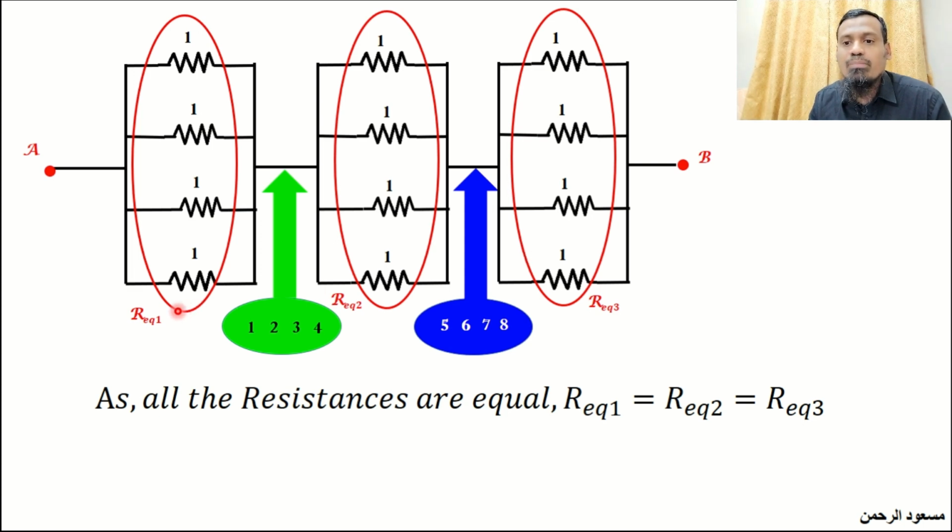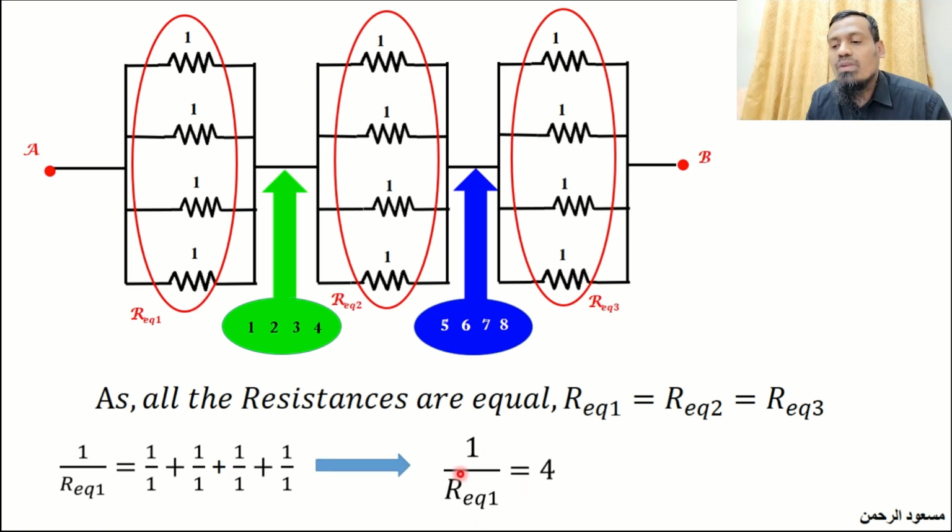As it is connected in parallel, the equivalent resistance will be given by the equation 1 by R equivalent will be equal to 1 by 1 plus 1 by 1 plus 1 by 1 plus 1 by 1, which implies 1 by R equivalent is equal to 4. In turn, R equivalent 1 you can find to be 0.25 ohms. R equivalent 1, R equivalent 2, R equivalent 3, all the 3 values will be equal.